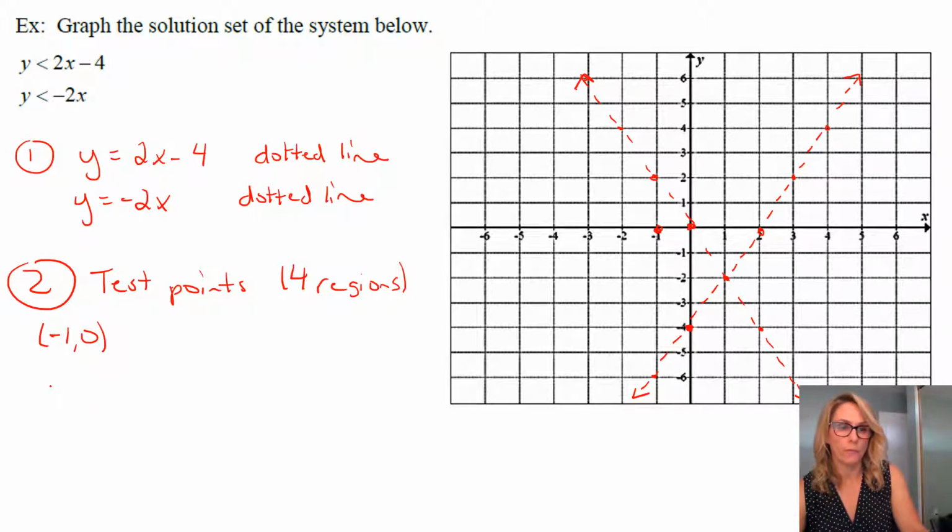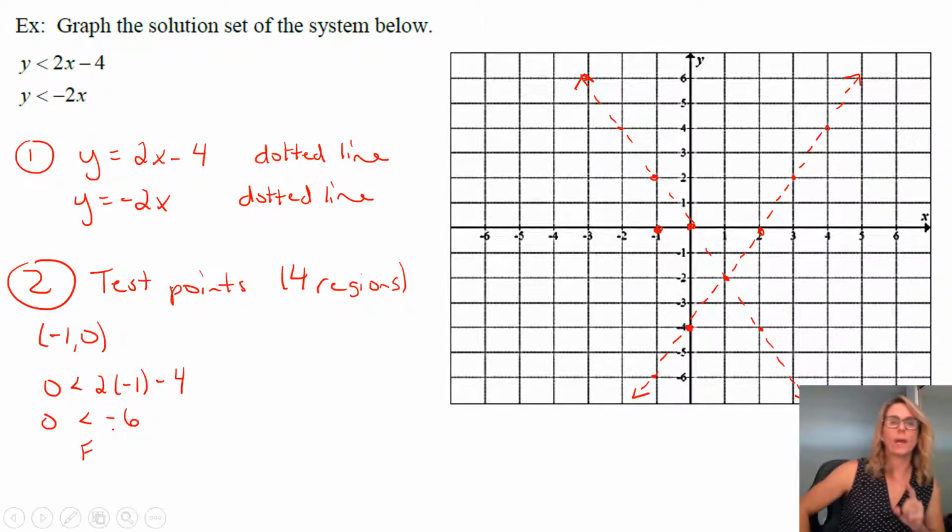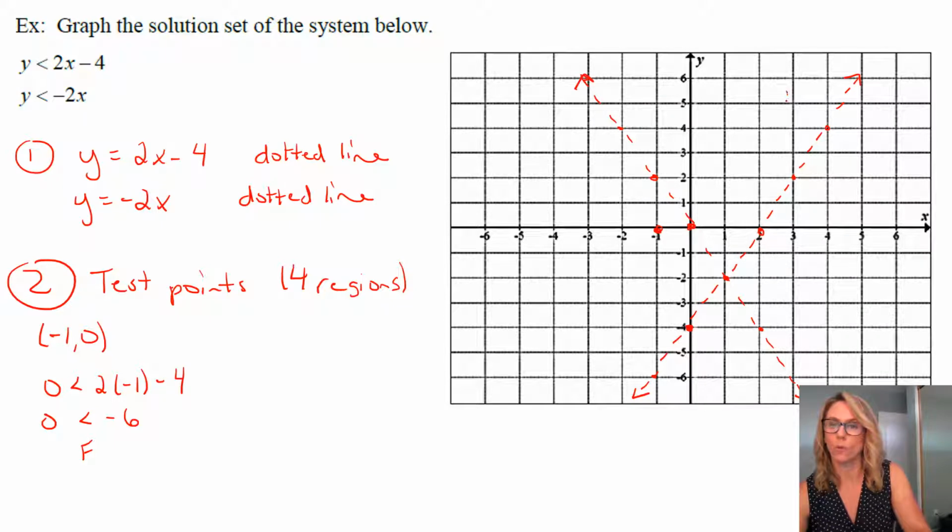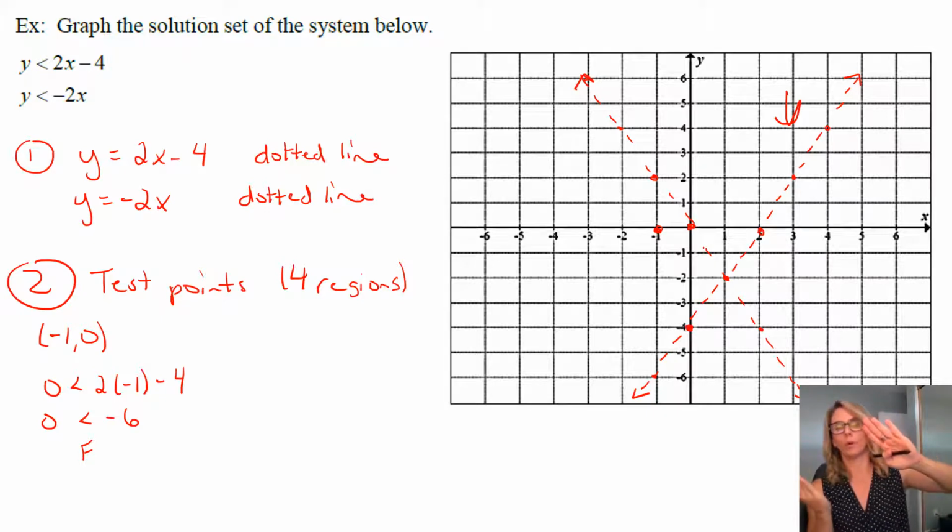So I put it into my first inequality, 0 less than 2 times negative 1 minus 4. So that gives me 0 is less than negative 6. Is that true? Okay, that is false. So when I think about my first line, if you just look at that line, you have above it and you have below it. I picked a point above it and it makes it false. So that tells me it's going to be below.